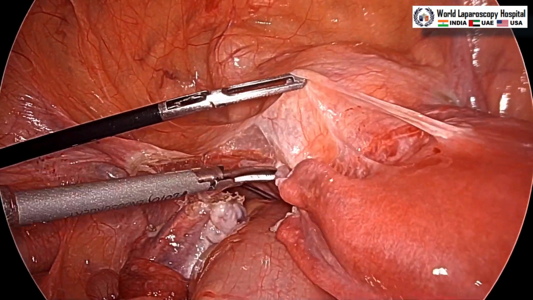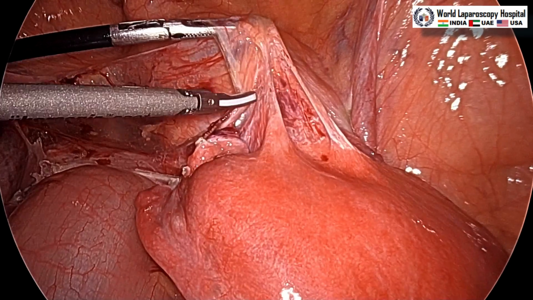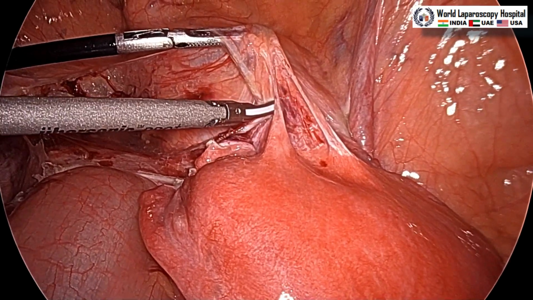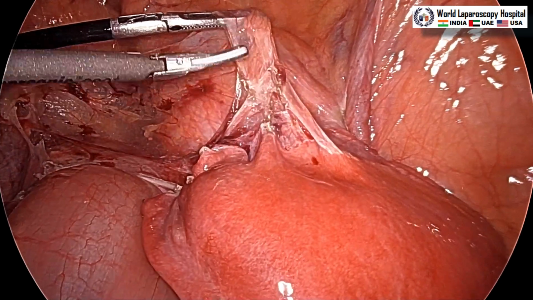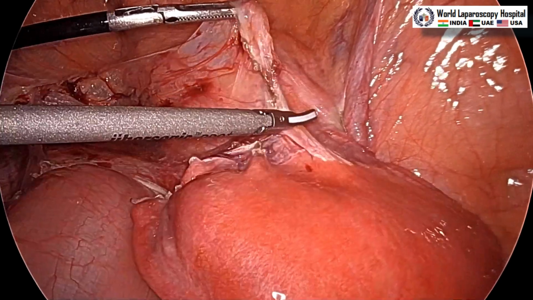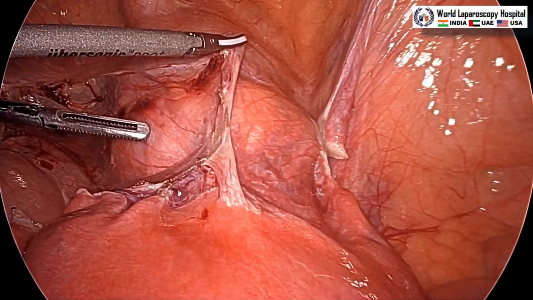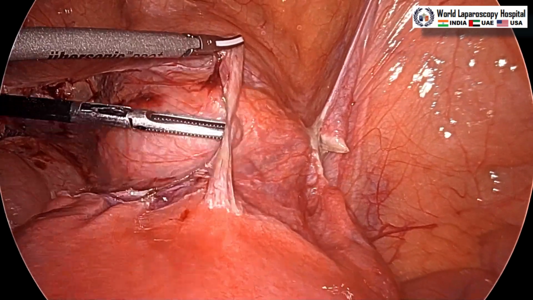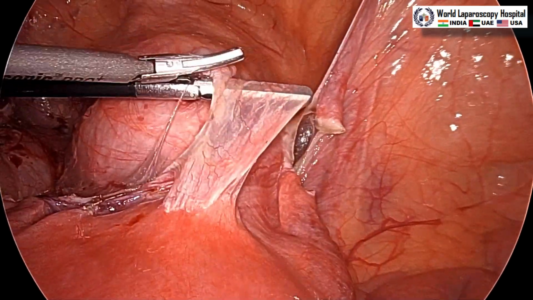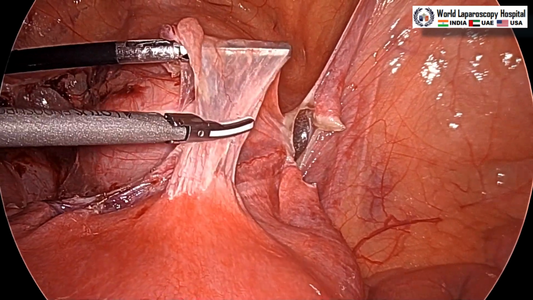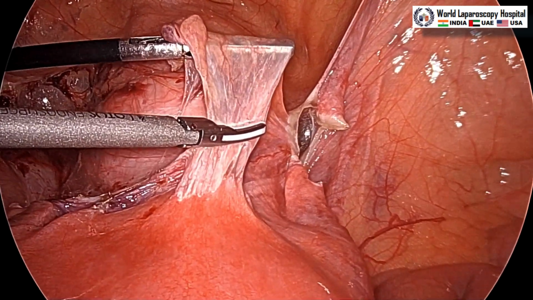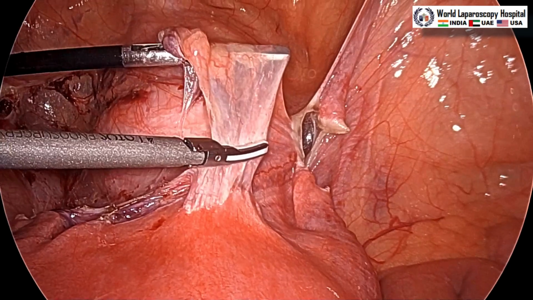So, now this is the anterior leaf of the broad ligament and this is opening the UV fold, and the assistant is keeping the uterus completely retroverted with the uterine manipulator. Left hand is stretching the peritoneum, colpotomizer is pushed. Here we are using the Mangeshkar uterine manipulator, and then you can take the anterior leaf of the broad ligament completely.